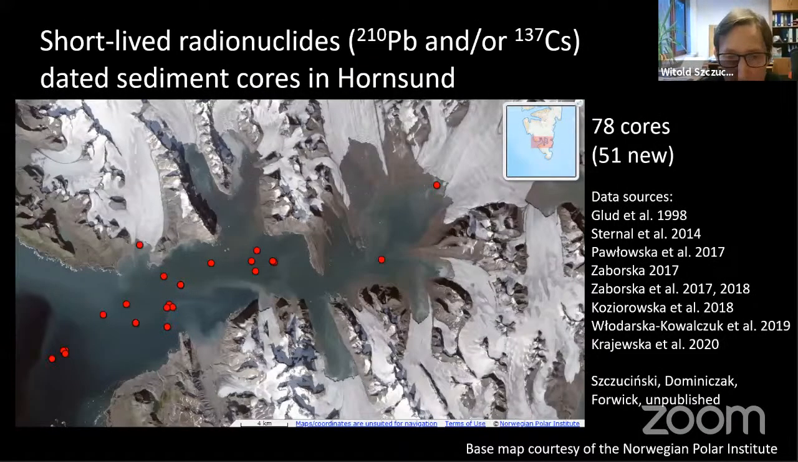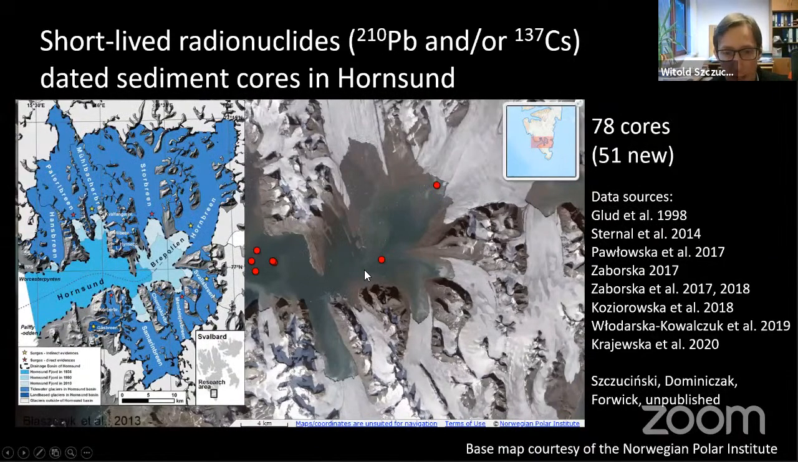Well, let me jump to the best studied fjord so far in terms of sediment accumulation rate, Hornsund. We got from this fjord, which is, as you may see, just about 30 kilometers long, almost 80 cores collected and analyzed by me and my team, colleagues, as well as by other authors in previous decades, and recently, because there is a large gap in the new bays which were formed after the Little Ice Age.